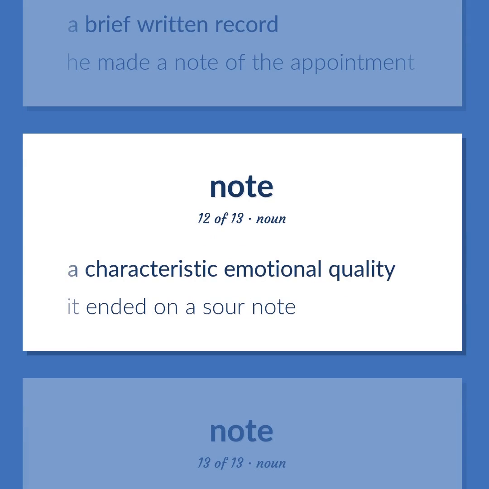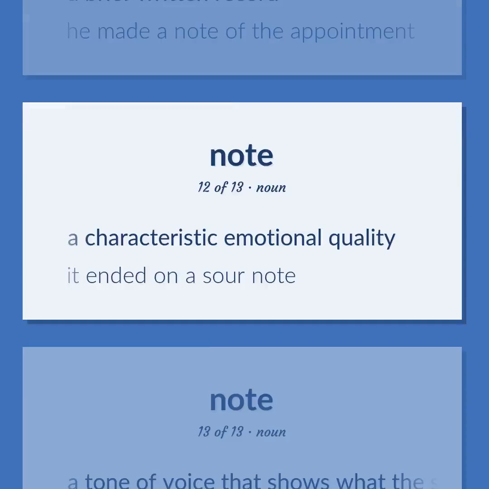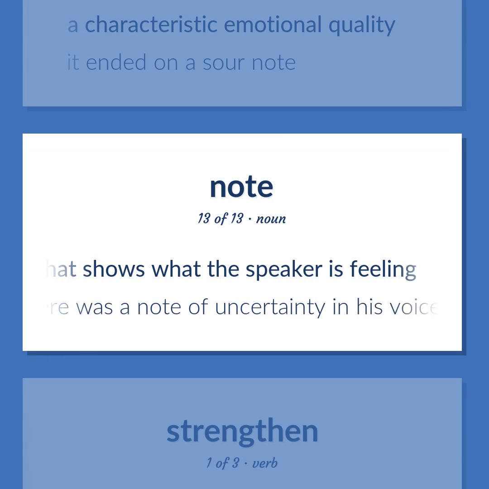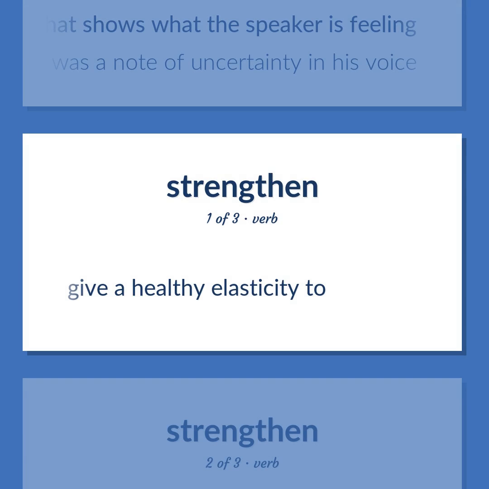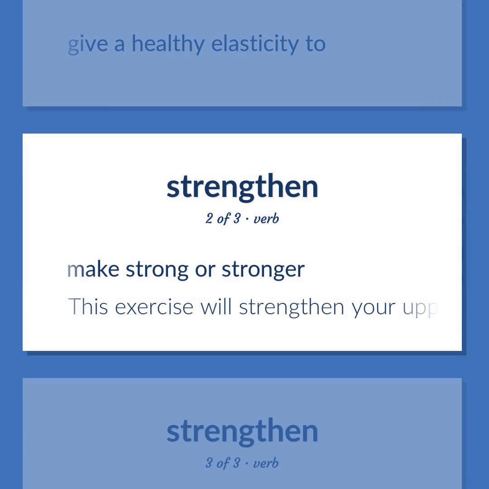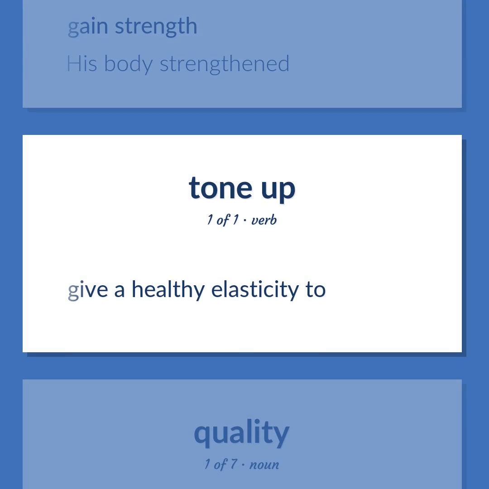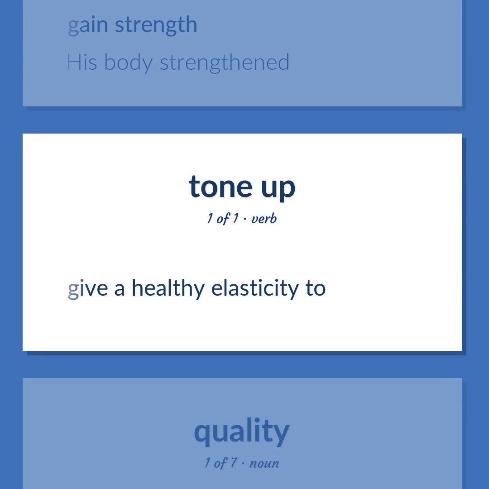A characteristic emotional quality. It ended on a sour note. A tone of voice that shows what the speaker is feeling. There was a note of uncertainty in his voice. Give a healthy elasticity to. Make strong or stronger. This exercise will strengthen your upper body. Gain strength. His body strengthened. Give a healthy elasticity to.